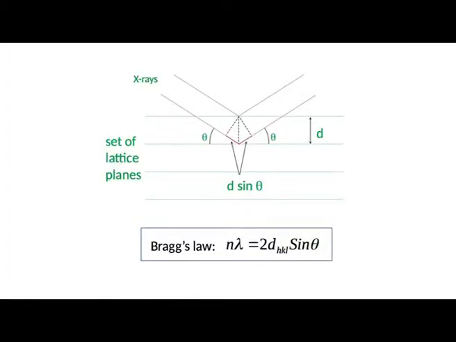then from the figure you will see that the path difference between the waves undergoing the interference is given by 2 d sin theta. What is the path difference? Path difference is the difference between the waves, the incoming radiations and the outgoing radiations. So, the path difference can be evaluated as d sin theta into 2, which is 2 d sin theta.